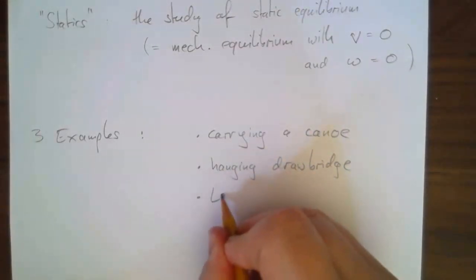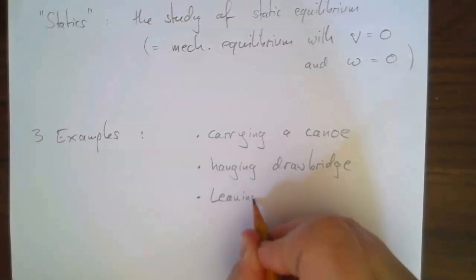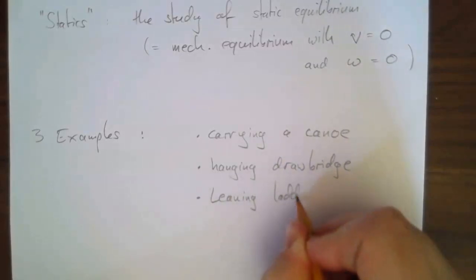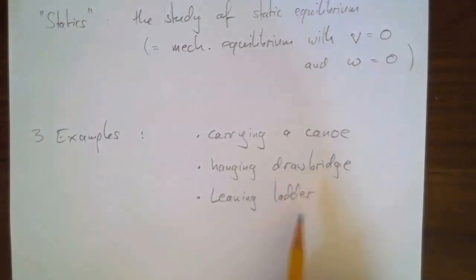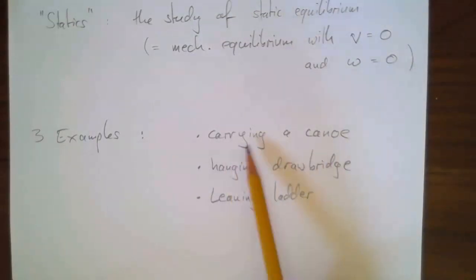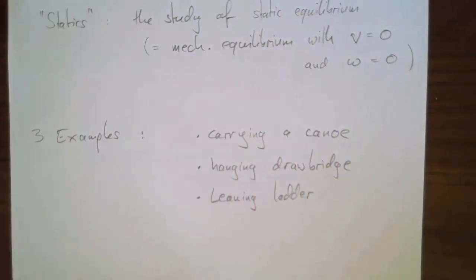And then we're going to look at a leaning ladder. It's leaning against the wall, and we're asking at what angle could it lean before it would slide and fall to the ground. So let's look at those three examples. Let's start with the first one.